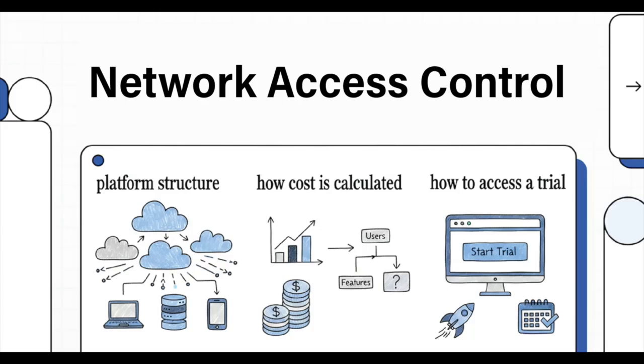Okay, let's talk about evaluating network access control. It can get pretty complicated, right? So in this explainer, we're going to cut right to the chase. We're focusing on just three key questions you probably have. How does this thing actually work? What's the real cost, the total cost of ownership? And maybe most importantly, can you actually try it out without getting stuck in the sales loop?